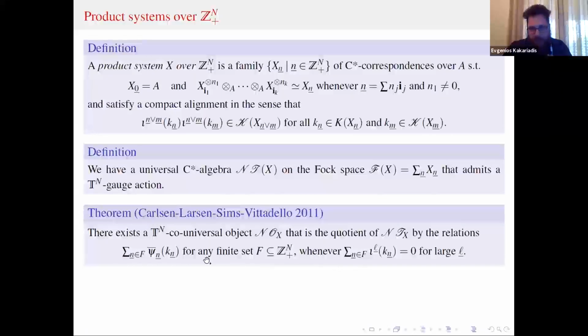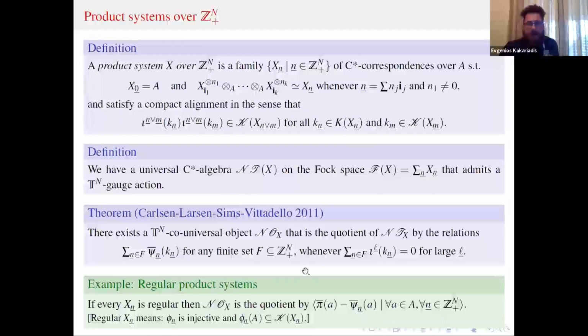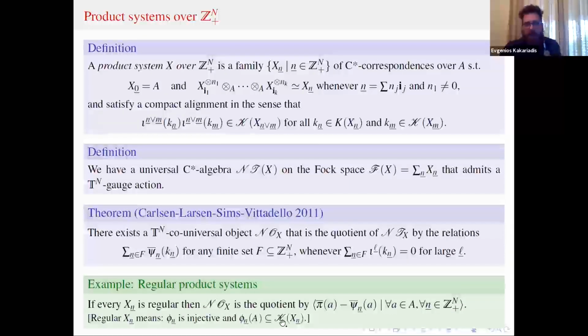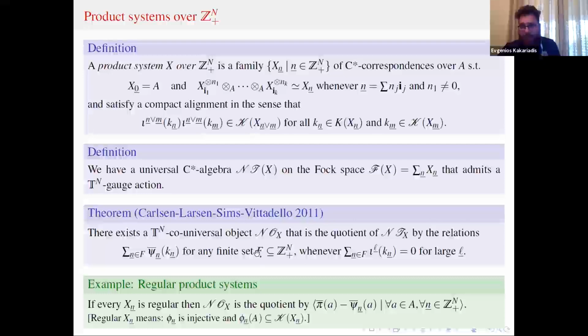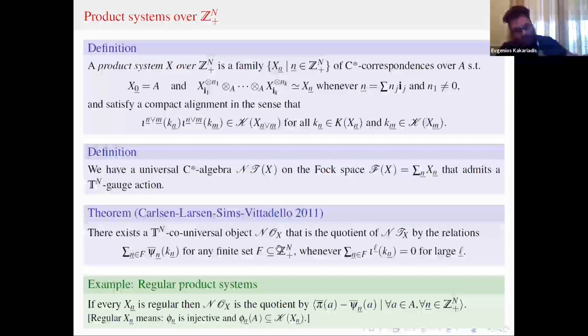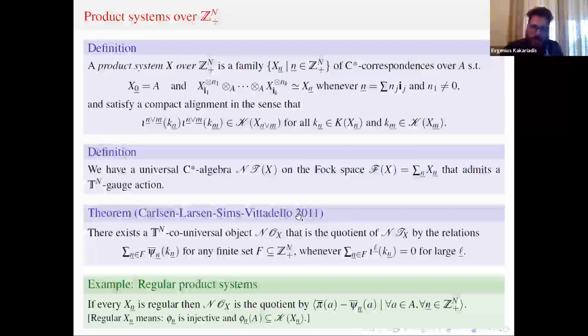It's a little bit more complicated, and it relies on checking some polynomial equations along the compacts. I will come back to this point later, but what we want to keep from that is that we really know the co-universal object. An example to see is whenever you have Xn to be regular, meaning injective and acting by compacts, then this co-universal object is Katsura co-universal along every fiber, which is something you expect. But if it's not regular, then things become a little bit more complicated, and their description is that complicated because of this.